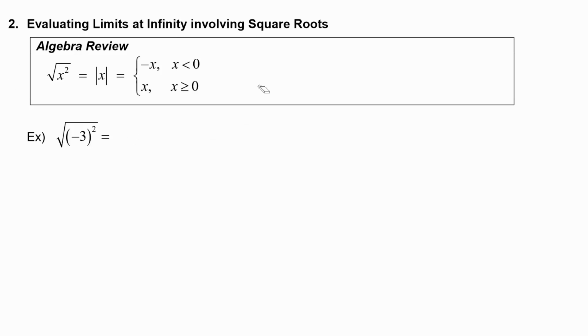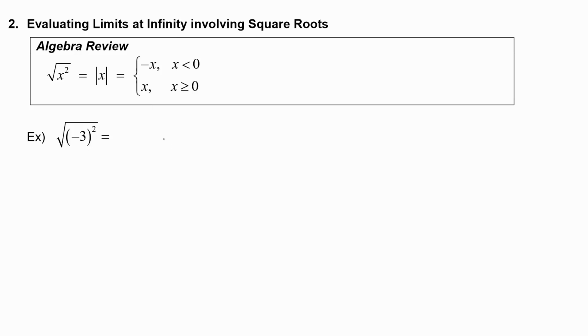A quick algebra review. We know that the square root of x squared is defined to be the absolute value of x, and the absolute value of x is defined to be this piecewise defined function, where if x is negative, we have to take the opposite of x to get its absolute value, because taking the opposite of a negative number is what turns it positive. Whereas if x is greater than or equal to 0, then the absolute value of x is just x.